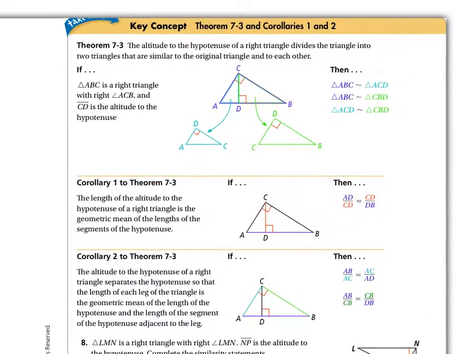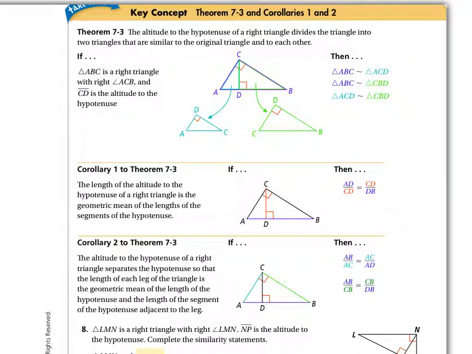Okay, so let's look right here. Key concepts. Theorem 7-3 has two corollaries to it, and you see this lovely picture, and I'm going to try to simplify things, and in actuality, I will give you 2 days on this lesson. So don't panic, because you're going to come back tomorrow, and you should have a lot of questions.